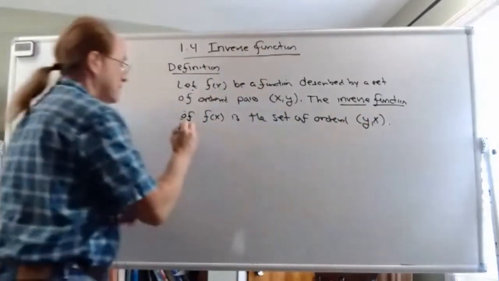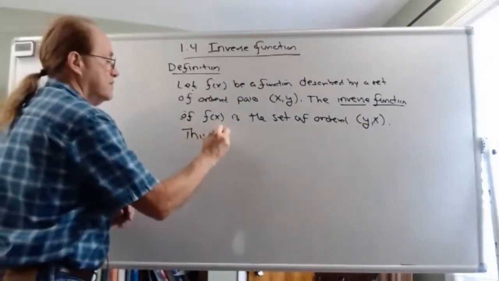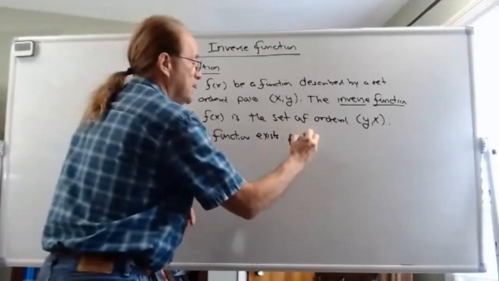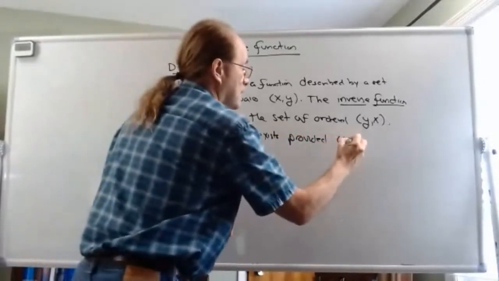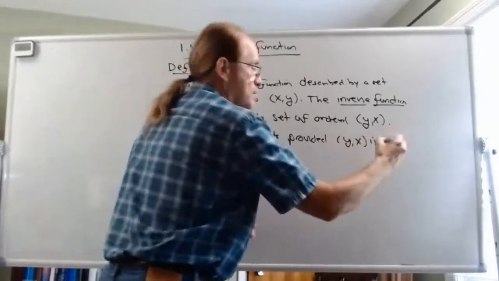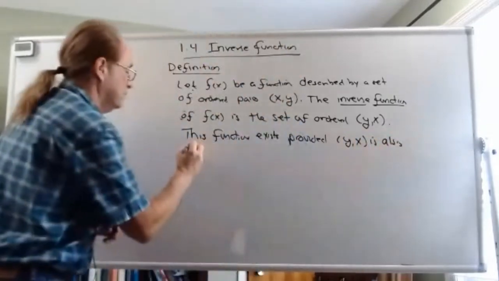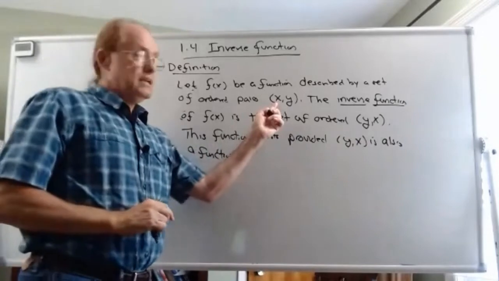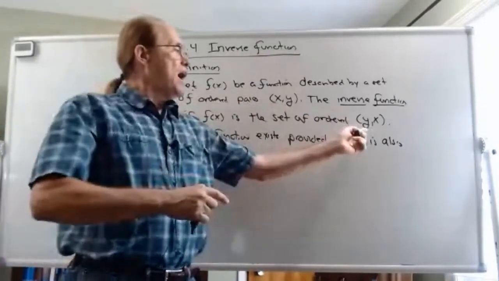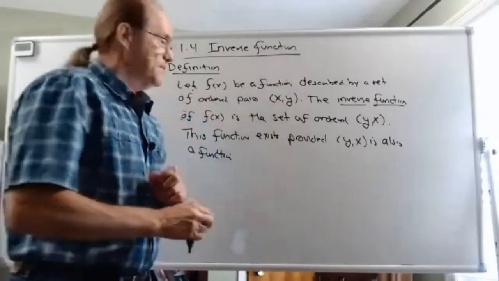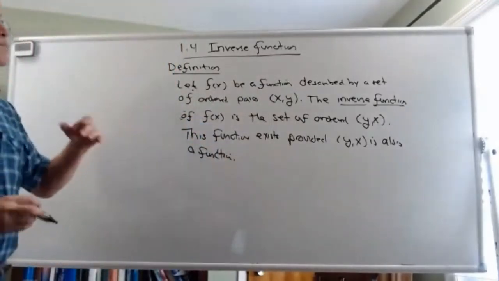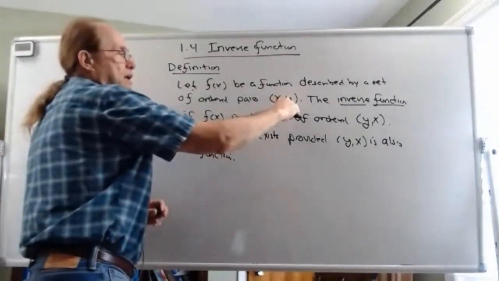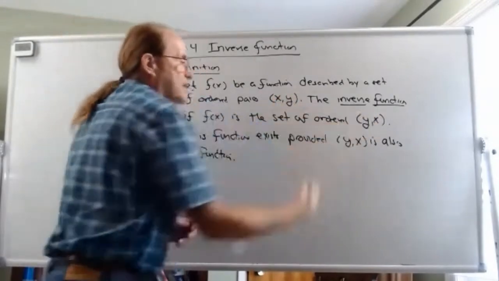Now, this function exists provided y comma x, that set of ordered pairs, is also a function. Meaning, now instead of just the x value not being repeated, to be an inverse function, the y value cannot be repeated. Okay. So that's what we define. It will undo. Meaning, this function takes my x to y, and this function takes me back from y to x. It does the opposite.